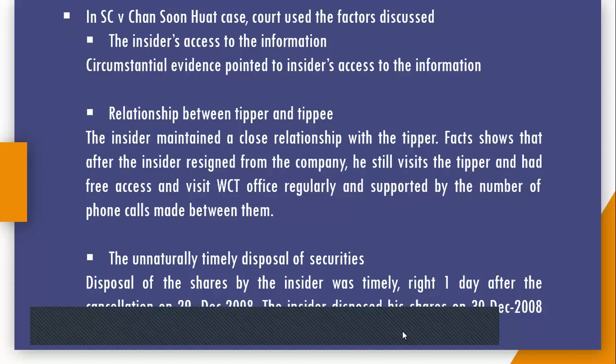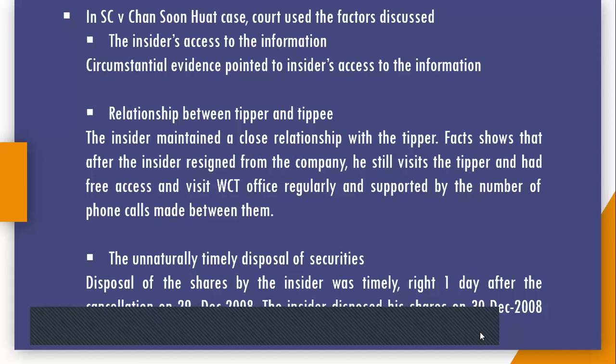What happened in this Chan Soon Huat case is another story. He was a director of a company called WCT. WCT entered into a project in Dubai to build a race course, but it was cancelled halfway. The agreement was terminated, but this was not made public yet. Chan Soon Huat had already resigned, but although he was no longer a director at that time, he maintained a close relationship with other directors in the company.